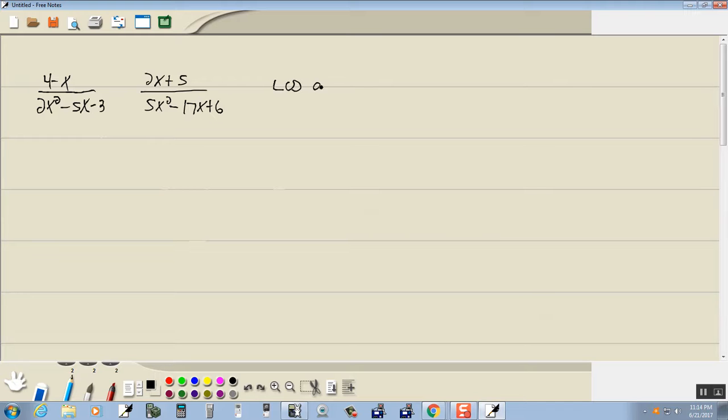So the LCD of these two denominators. Now in order to do that, you need to factor your denominators. This one factors as (2x plus 1)(x minus 3). Let me double check that, 2x squared minus 6x plus x minus 3.